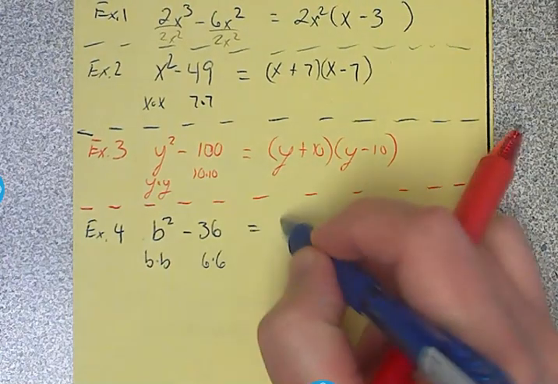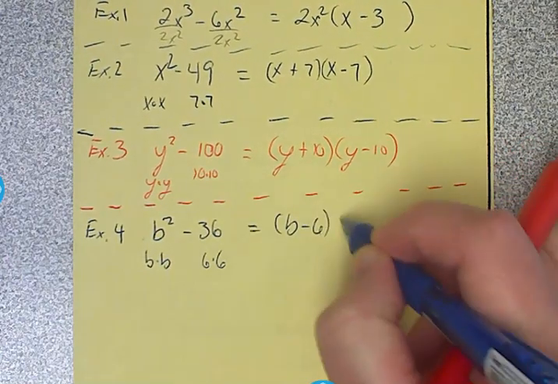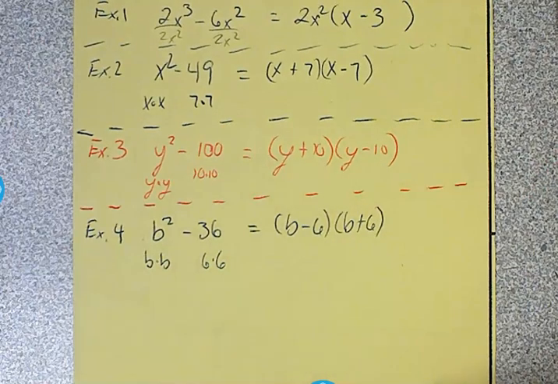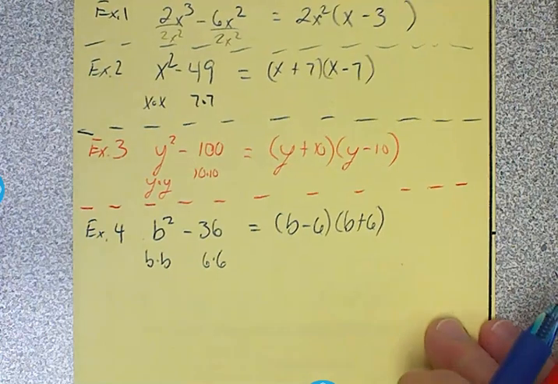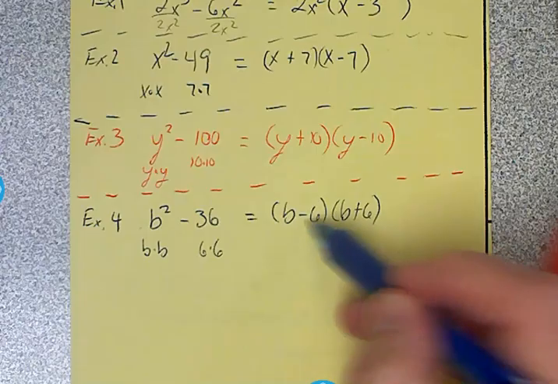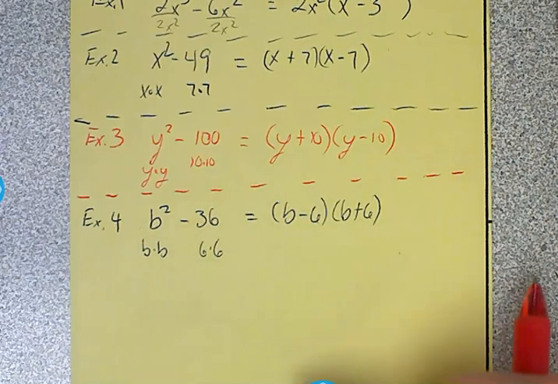Okay, so for this one, we'll do a b minus 6 and then a b plus 6. And it doesn't matter which one's first, whether you put the minus first or the plus first, as long as you've got a b plus and a b minus, then that's all you got to have.